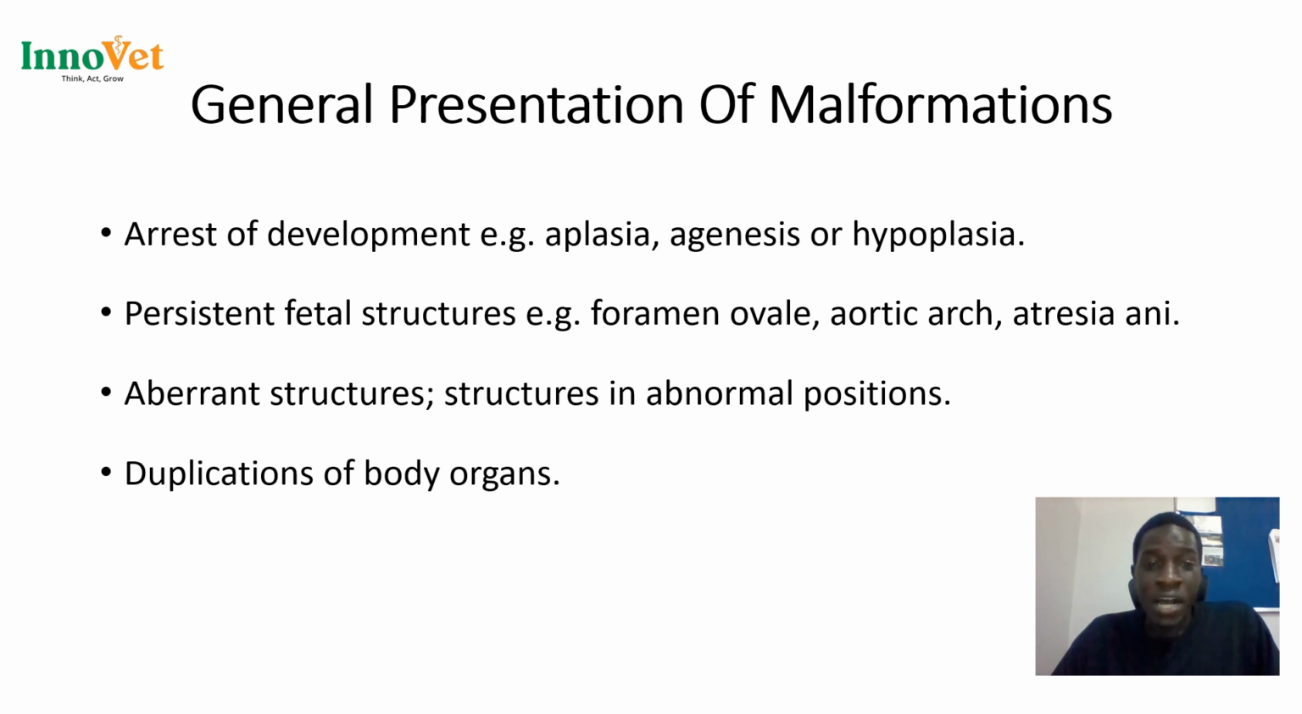Then we can also have the aberrant structures. Simply, these are structures which will be in abnormal positions. So, for instance, instead of the heart being in the thoracic cavity, you might find it in the abdominal cavity. Such can be observed in malformations. And lastly, these malformations can be duplications of body organs. So you can easily observe that there has been a duplication either of the digits, the limbs, or any other body structure.